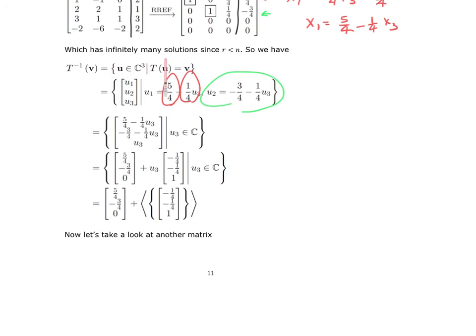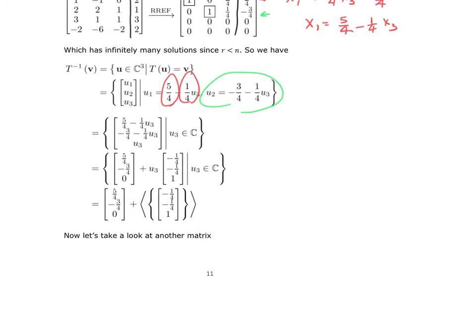So we know that this is one of many possible solutions because we have an infinite number of solutions. So these could have been possible pre-image values for that matrix that I chose.